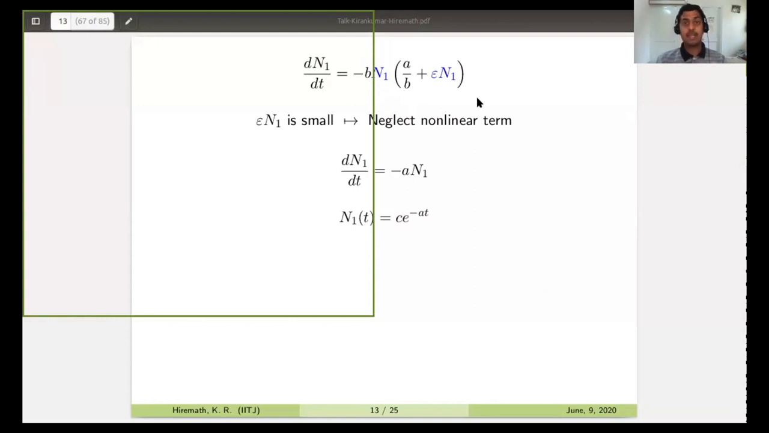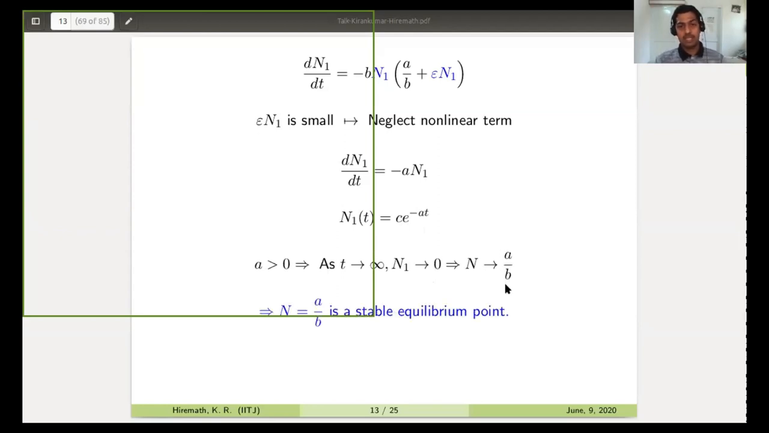Now keep in mind that A is positive, which means this is decreasing with respect to time. So what is happening to this system as t tends to infinity? As t tends to infinity, N1 tends to 0, and N1 tends to 0 means N tends to A by B. So that means A by B is a stable equilibrium point.